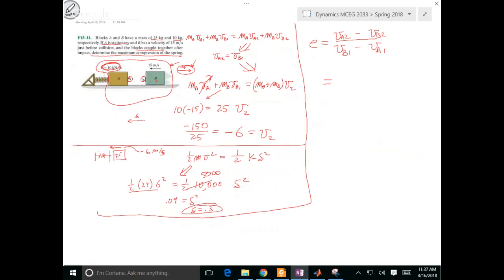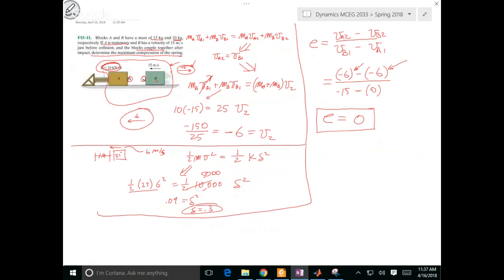If you look at these, VA2 here, in this case, it was 6, but it was going in the left direction. So it was -6 minus 6 over VB initial, which was -15, and then minus 0, since this was sitting dead still. If they stick together, the top becomes the same thing, and you get an E of 1.